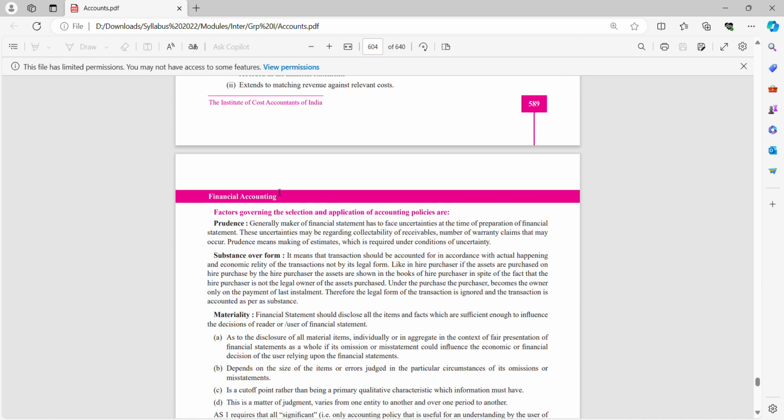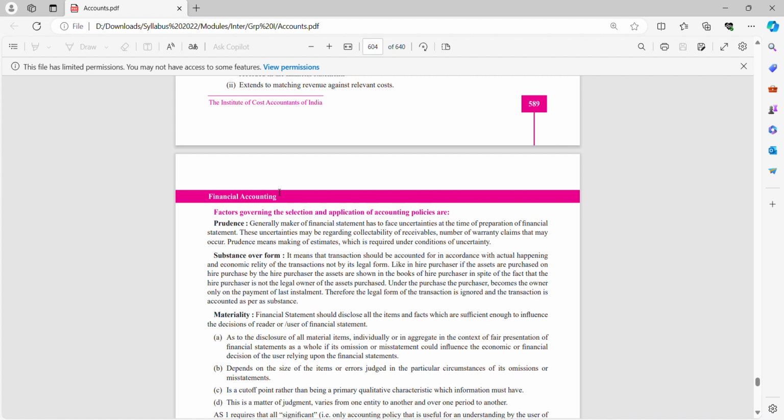Then factors governing selection and application of accounting policies are prudence, substance over form, materiality. So what is prudence? Generally, the maker of financial statements has to face uncertainty at the time of preparation of financial statements. These uncertainties may be regarding collectability of receivables, number of warranty claims that may occur. Prudence means making of estimates which is required under conditions of uncertainty.